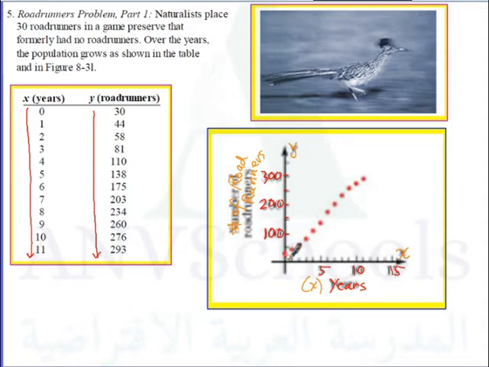So we have, of course, from 0 years, there are already 30 roadrunners. So we have a y-intercept there. Okay. Now as time goes by, it seems like it is exponential in nature. This one will never reach the x-axis because initially you already have the number of roadrunners. So this is like an exponential growth, right? But let us take a look.